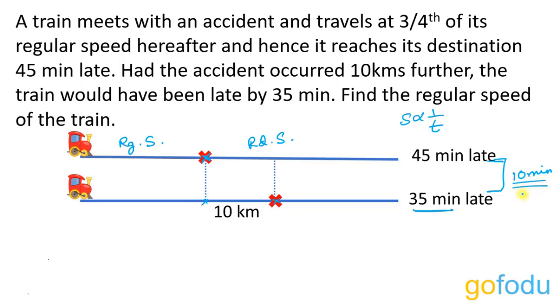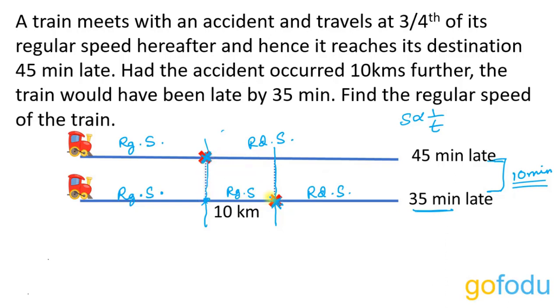Now, why is this difference of 10 minutes coming? Till this point, in both the cases, the train is running at a regular speed. In the first case, after this point, the train is running at a reduced speed. In the second case, the accident happens at this point. After this point, the train is running at a reduced speed. Till this point, the train is running at a regular speed. So before this point and after this point, the situation is the same in both the cases. The difference of 10 minutes is coming due to this patch of 10 kilometers.